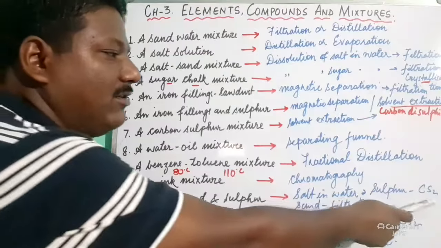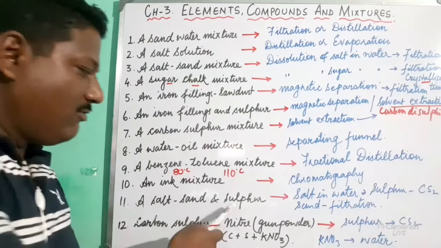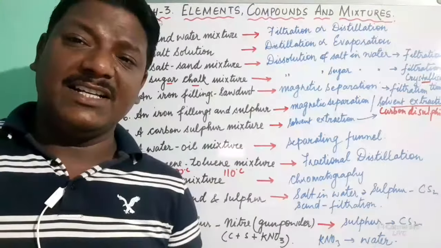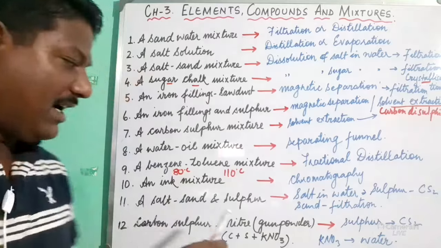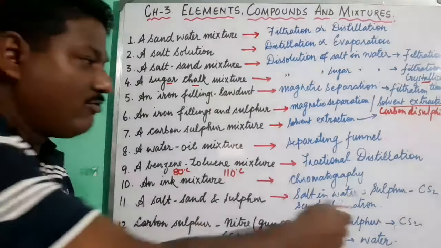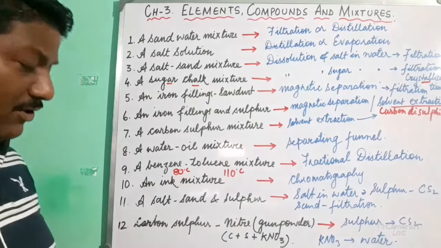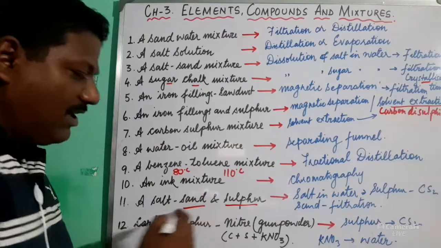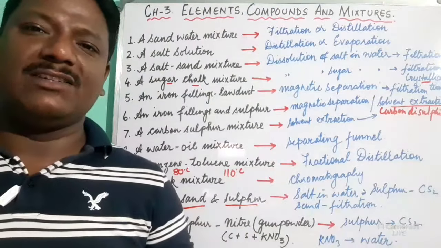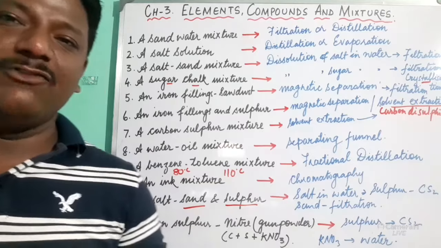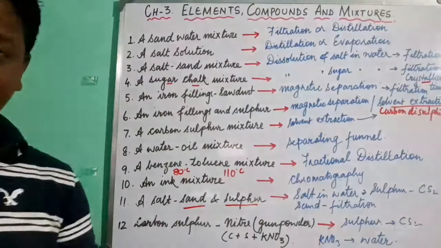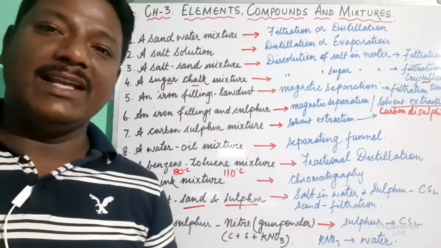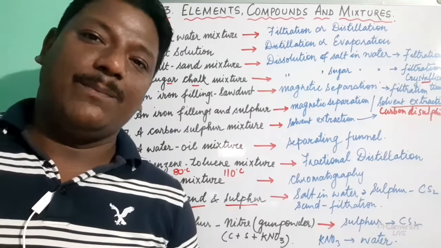Then you again use carbon disulfide. As you use carbon disulfide, what will happen? Sulfur will get dissolved in carbon disulfide. Then you filter it through your filter paper. What will be left? Sand will be left, and the filtrate which has sulfur, you can get sulfur by the crystallization process.